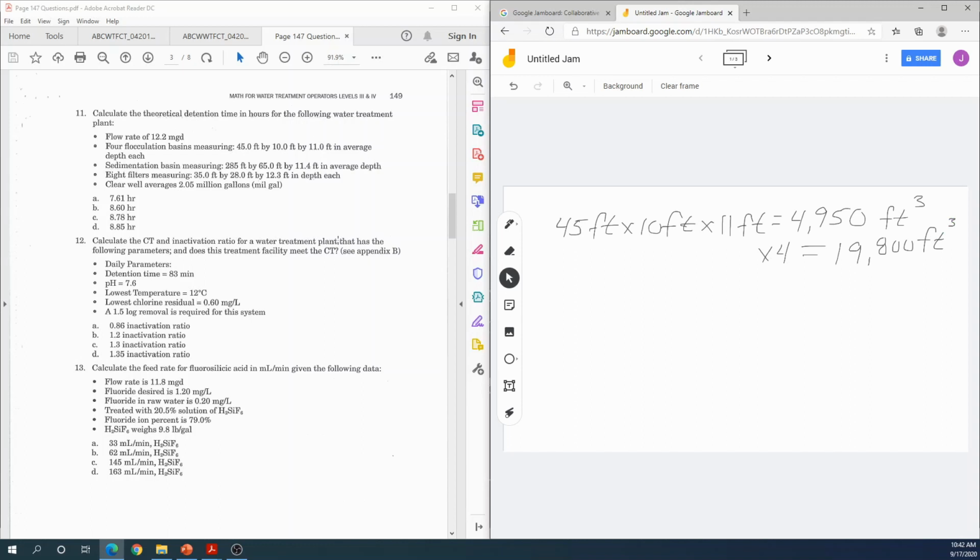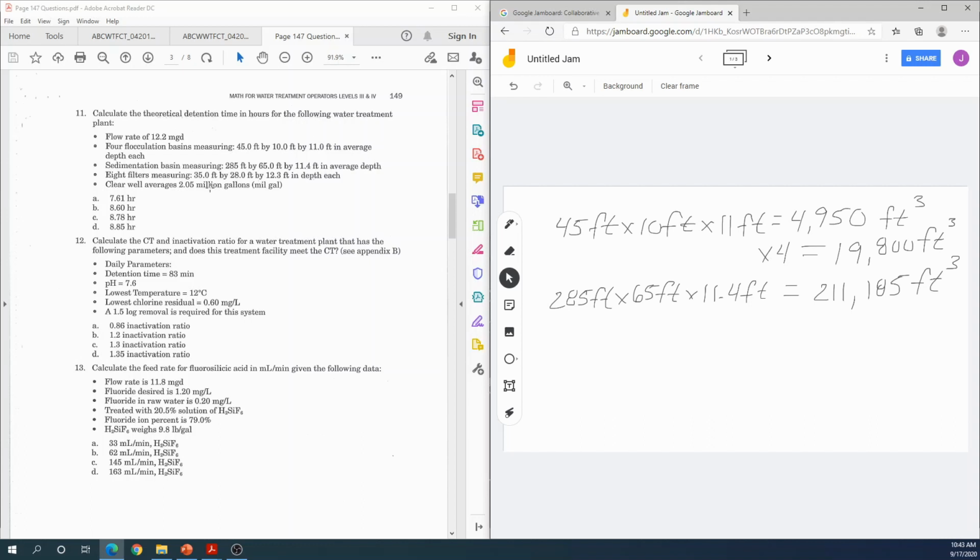Now we have 1 sedimentation basin measuring 285 feet by 65 feet by 11.4 feet. So 285 times 65 times 11.4 is equal to 211,185 cubic feet.